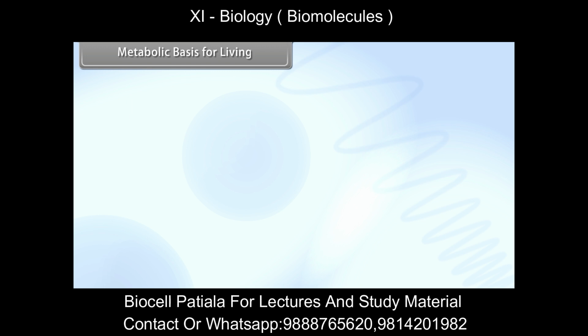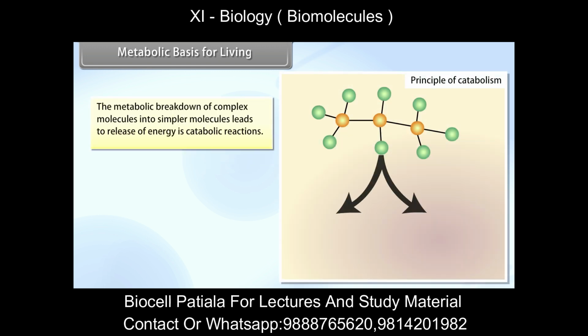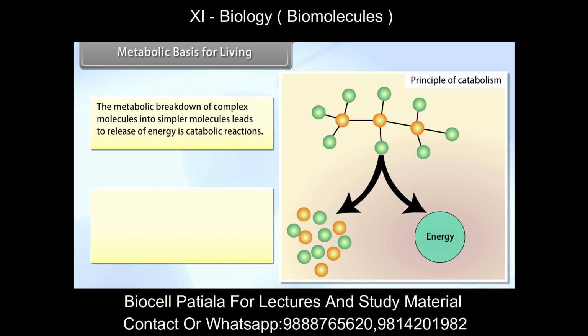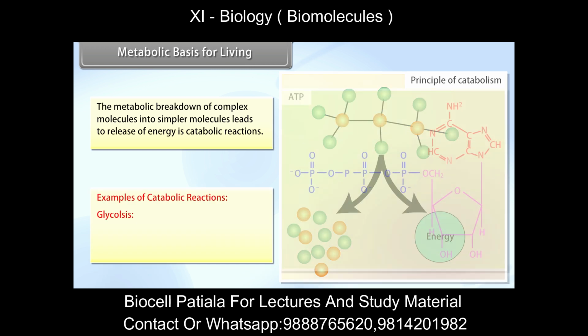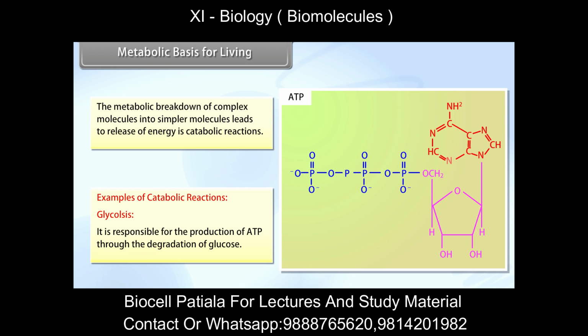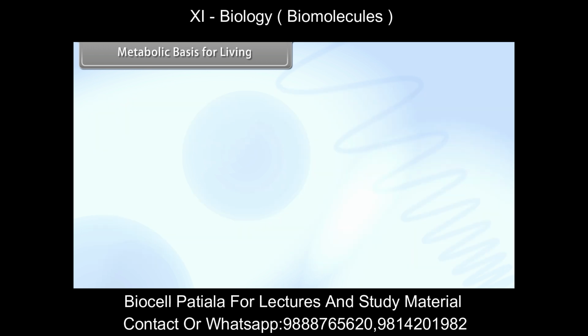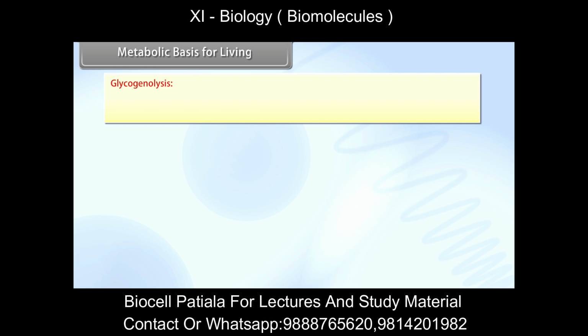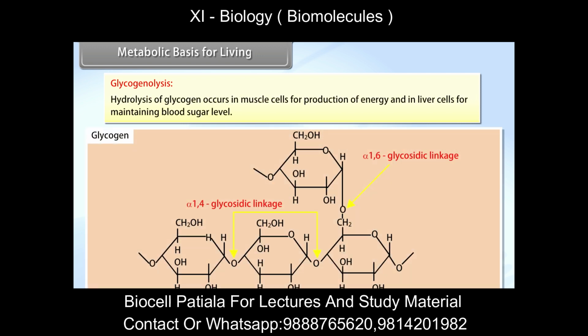Metabolic basis for living. The metabolic breakdown of complex molecules into simpler molecules leads to release of energy and is called catabolic reactions. Examples of catabolic reactions: Glycolysis is responsible for the production of adenosine triphosphate through the degradation of glucose. Glycogenolysis is the hydrolysis of glycogen, which occurs in muscle cells for production of energy and in liver cells for maintaining blood sugar level.